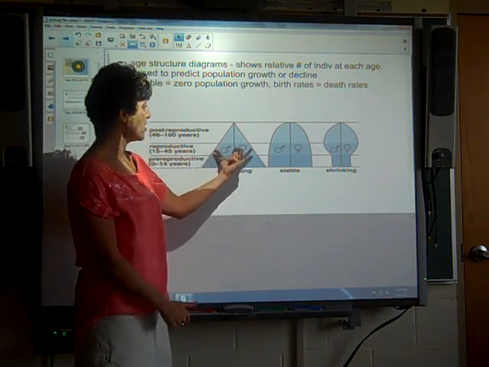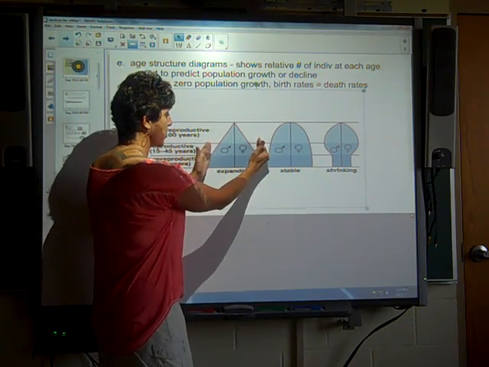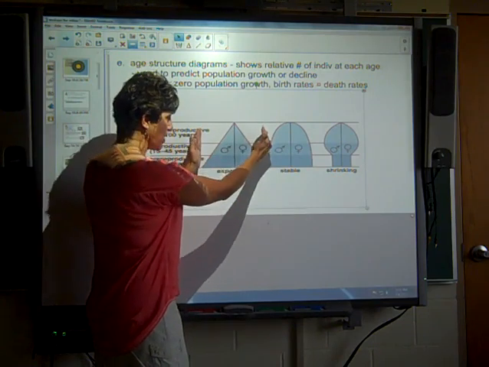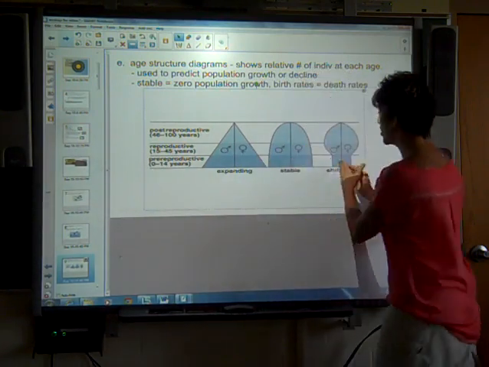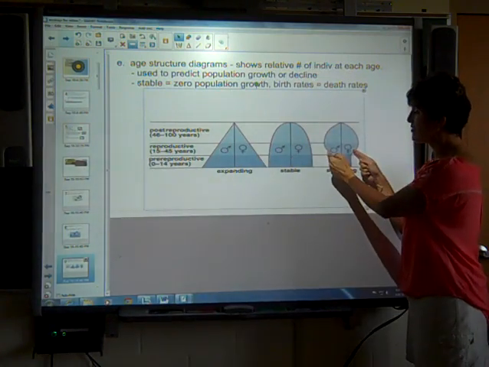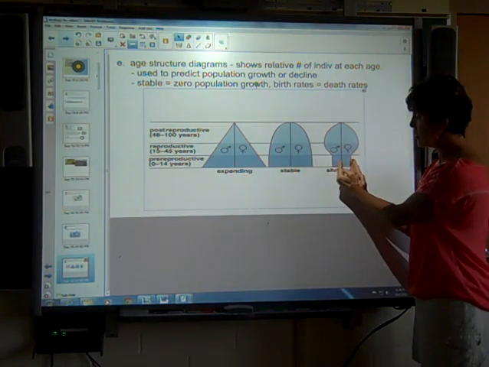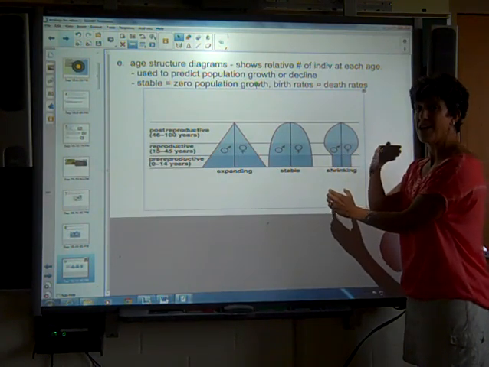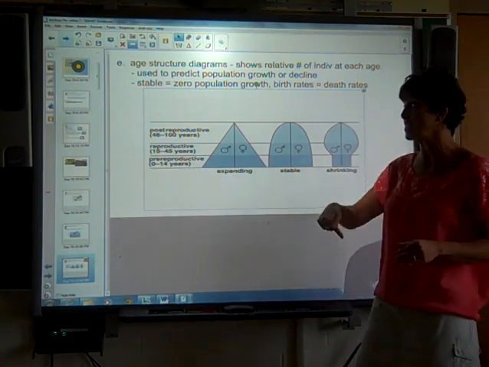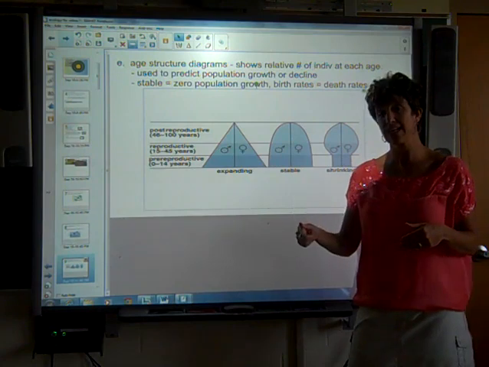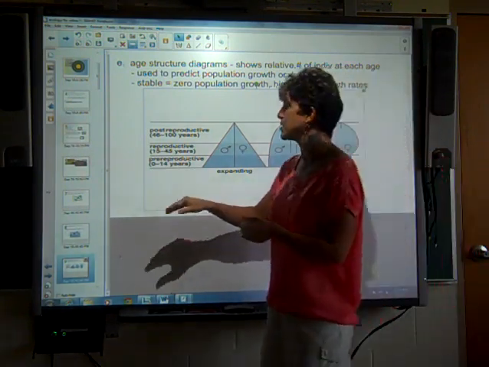It's going to increase because as these go to here, the section of the graph will be wider, and as they go up, that will be wider. So it's showing growth. If you look over here, your reproductive age is good, but the pre-reproductive age has gone down, which means that there will be less organisms born in the future. So this population size is decreasing. You can predict what's going to happen to a population size by looking at these age structure diagrams.